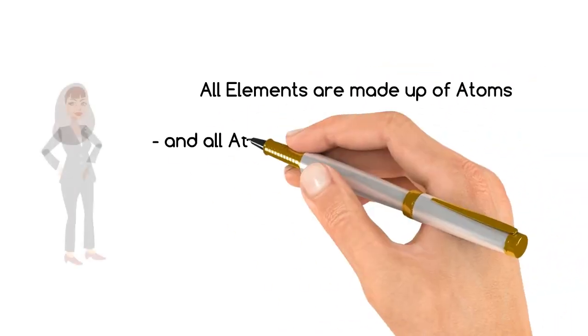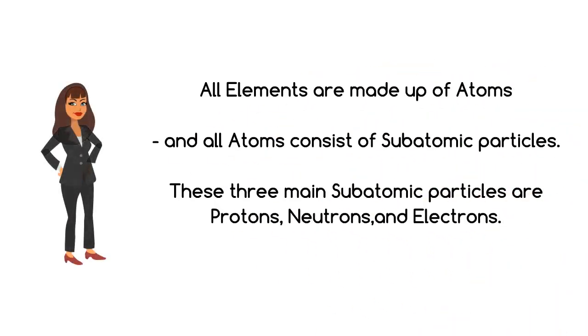All elements are made up of atoms. And all atoms consist of subatomic particles. These three main subatomic particles are protons, neutrons, and electrons.